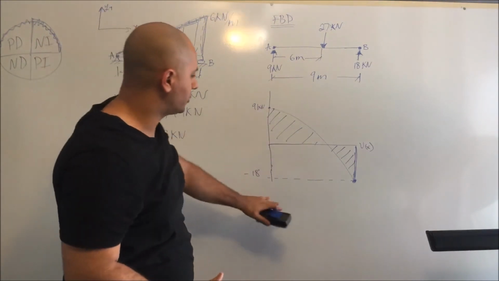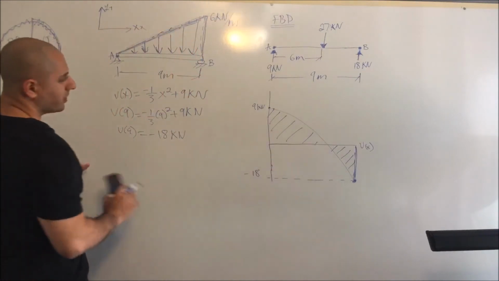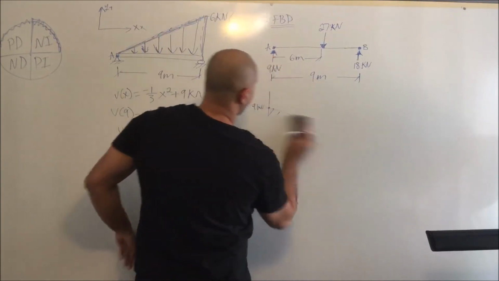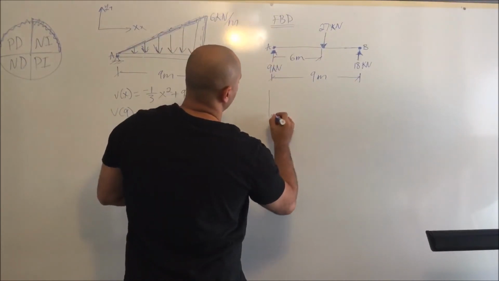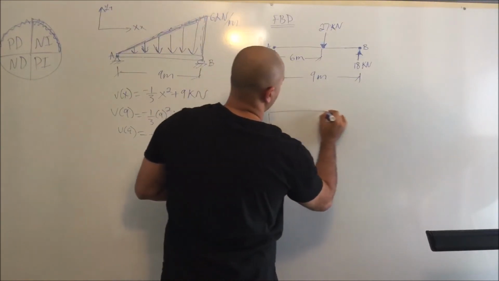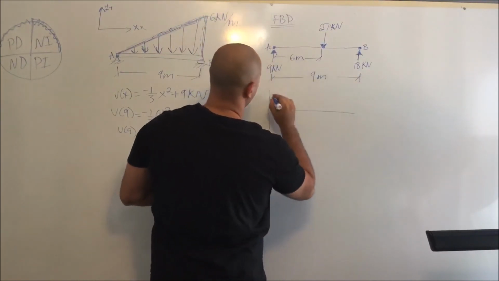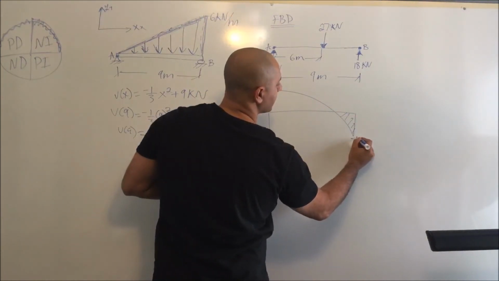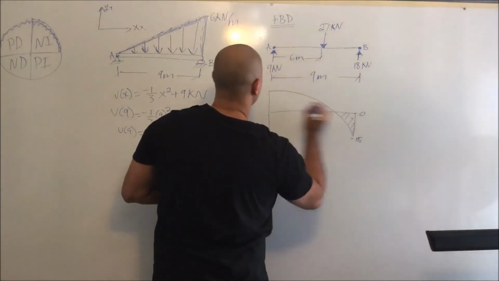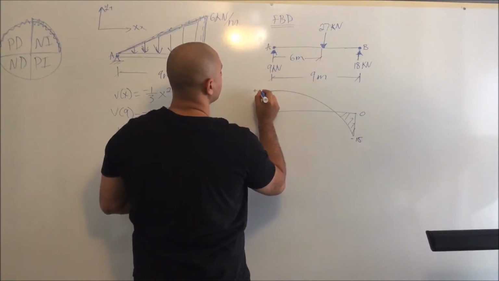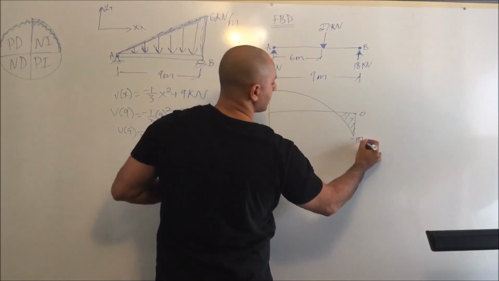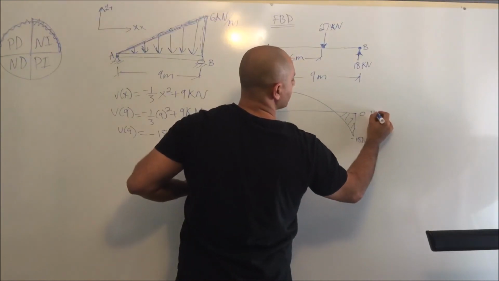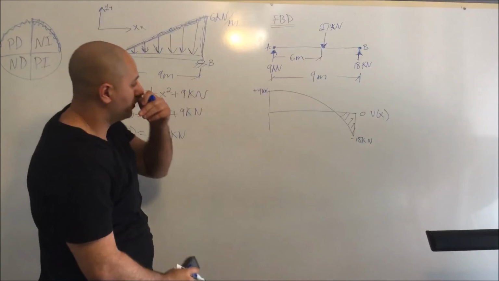Now what we need to do is draw your moment. But I see that I'm running out of room here, so I'm going to make this smaller. So I'll just do this. Okay. So here it's negative 18, this is 0. We said here this is positive 9 kilonewtons. This is V of x. Okay? Now we need to do the moment.